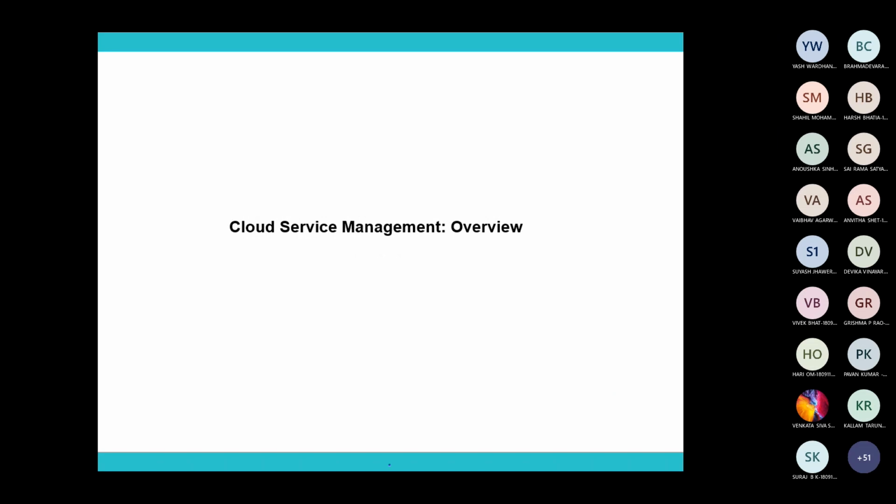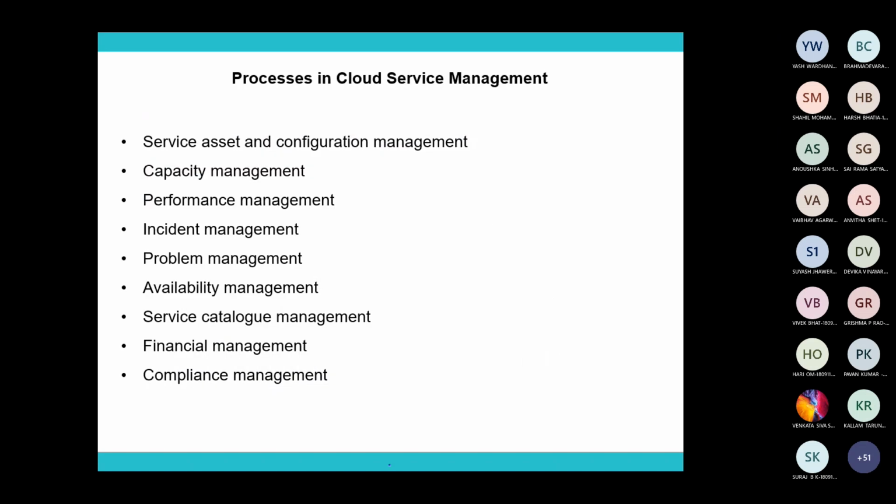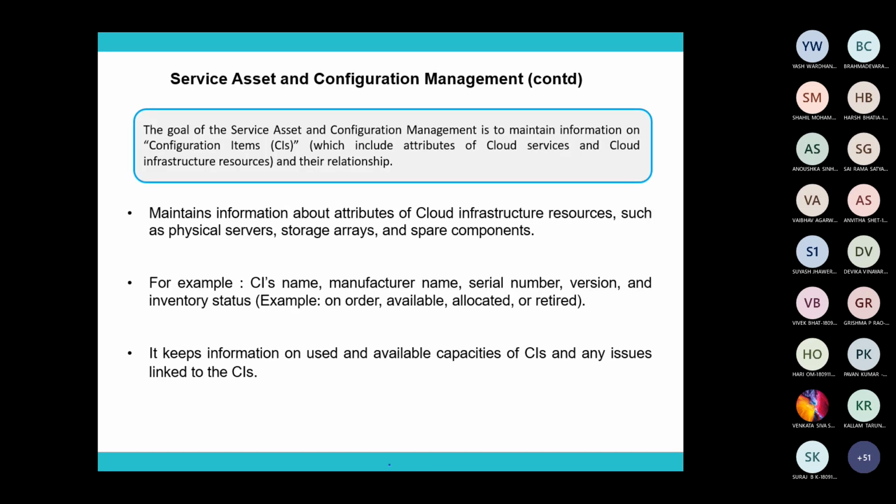Okay, then after that, we have looked at the different processes for cloud service management. We have discussed three or four: service asset and configuration management, capacity management, performance management, and incident management. So today we'll look at the remaining processes, that is, problem management, availability management, service catalog management, financial and compliance management. Okay, so we'll quickly go through this.